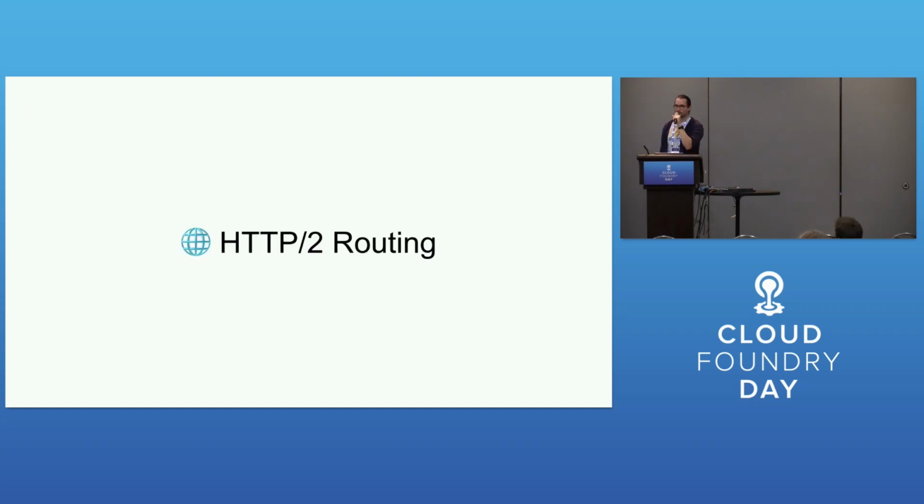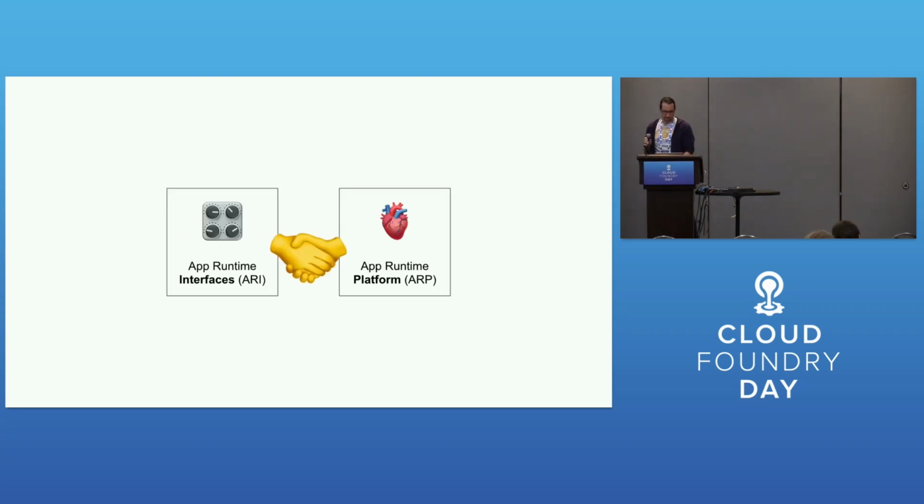All right, let's talk a little bit about HTTP2 routing. A lot of the core of HTTP2 routing happened in App Runtime Platform, but I did work on it, and it does get exposed a little bit in RE. So I'm going to go ahead and talk about it. This was a collaboration between RE and ARP, and so this is a good example of how different working groups can work together to deliver end-to-end features.